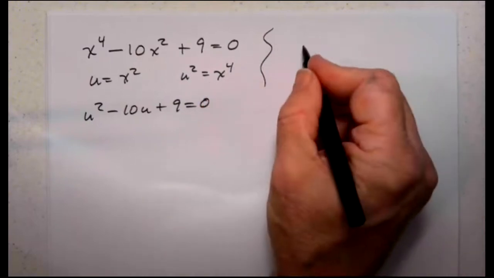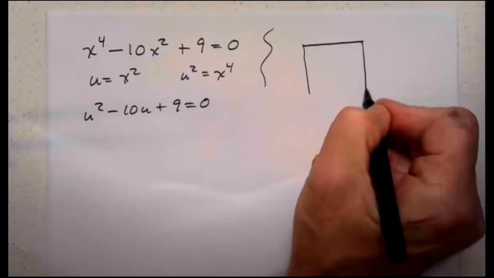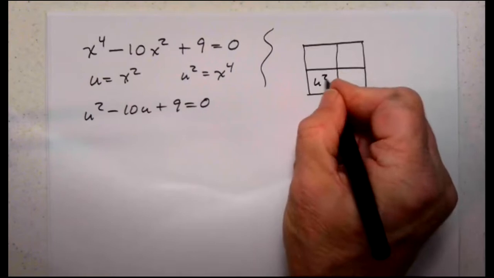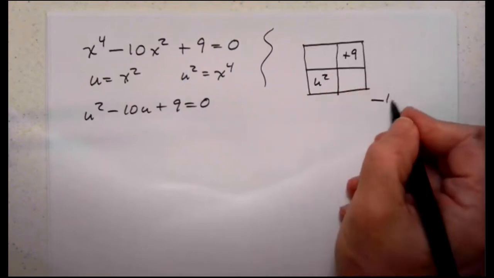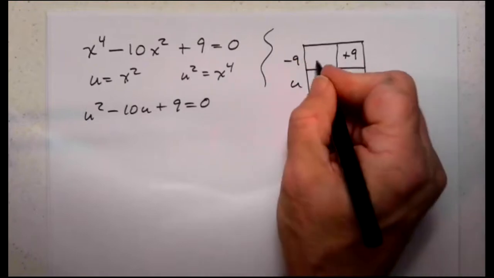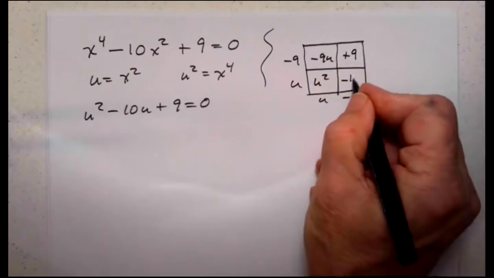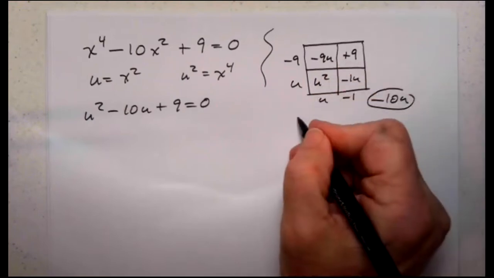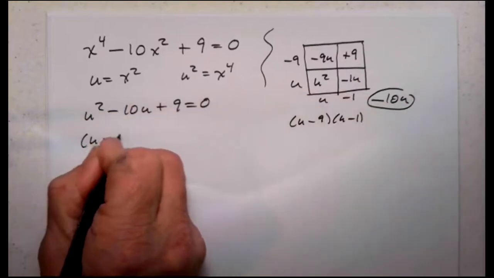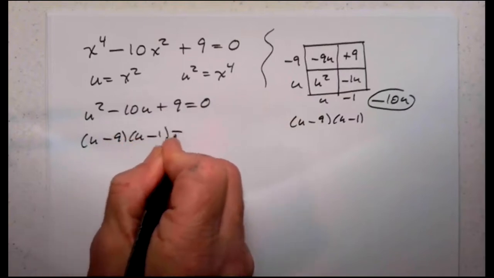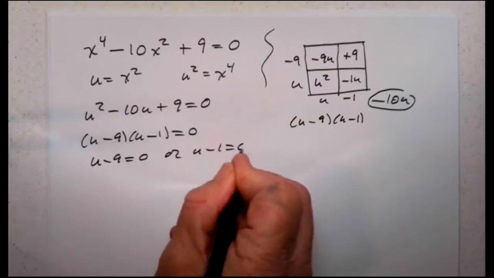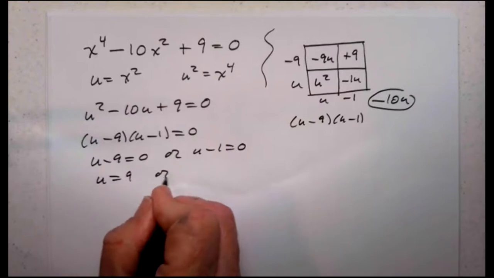That needs to be factored. So we will put that in the factor box. And what do we get? U squared here, plus 9 here, minus 10u. So we get u times u is u squared. Minus 9 times minus 1, minus 9u minus 1u gives me minus 10u. So u minus 9 times u minus 1. So u minus 9 times u minus 1 is 0. So u minus 9 is 0, or u minus 1 is 0. U is 9 or u is 1.